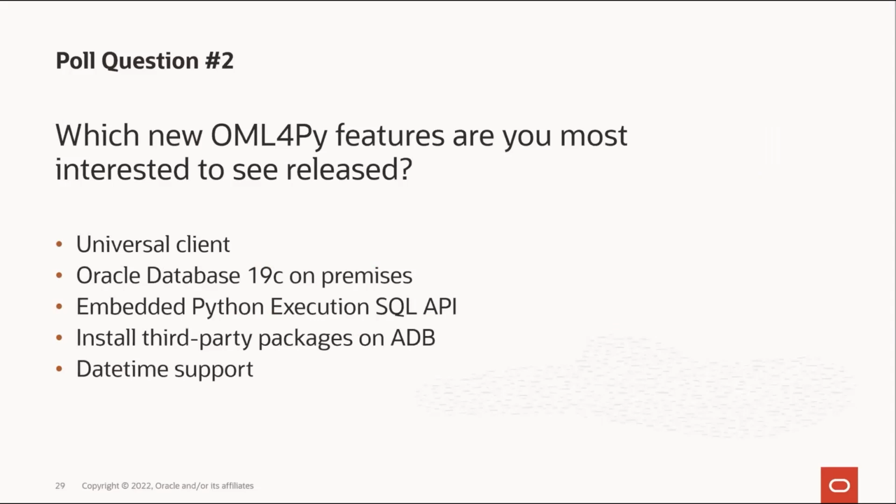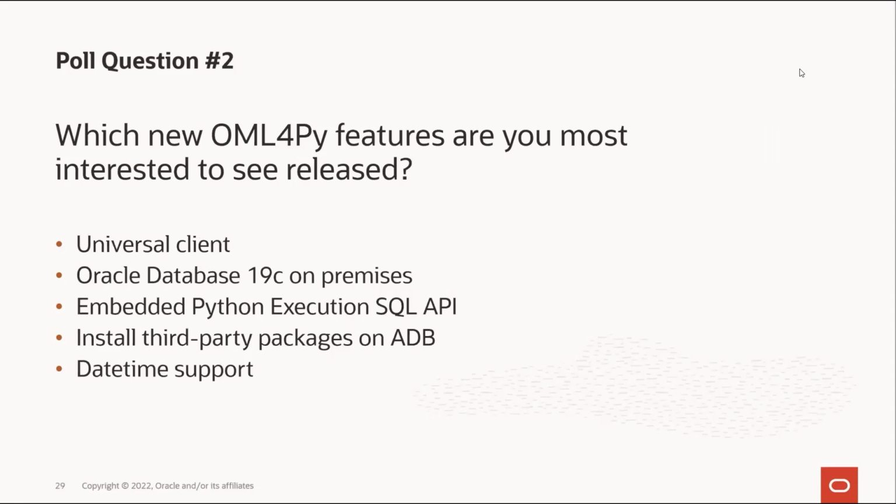And this focuses on Oracle Machine Learning for Python. Which of the new OML for Py features are you most interested to see released? Is it the Universal Client? Is it the Oracle Database 19c on premises? Embedded Python execution with the SQL API, as we saw, installing third-party packages on autonomous database, or date time support.